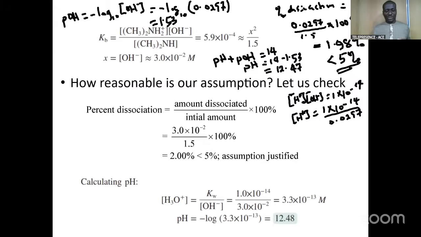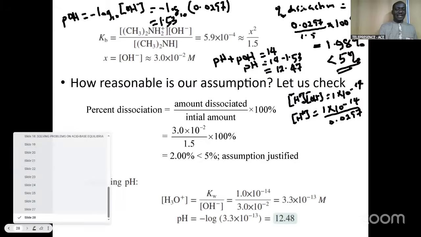I think at that junction, I could allow you to finish that on your own. All you need to do is get the hydrogen ion concentration and then get the minus log of the hydrogen ion concentration, and you get the same answer as I've obtained previously. Now, why the little difference between the answer at 12.47 and 12.48? Of course, we can know it is because of the approximations involved. But it is very negligibly small. So that is that about the Kb.